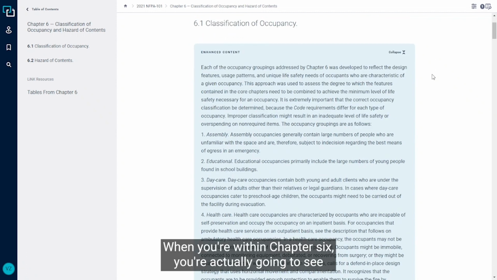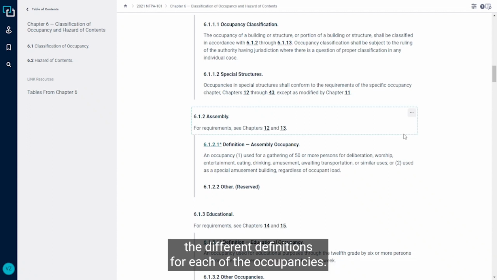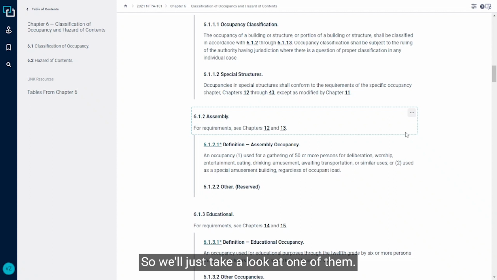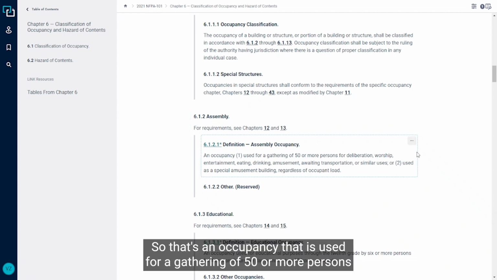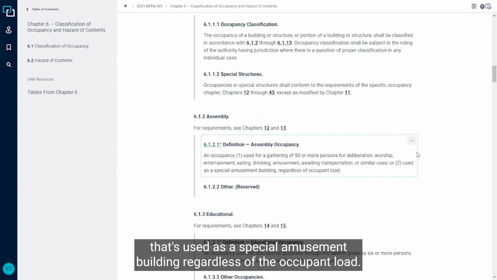So all of these different characteristics of the occupants do play a role in determining the requirements for those occupancy classifications. When you're within chapter 6, you're actually going to see the different definitions for each of the occupancies. So we'll just take a look at one of them. We'll take a look at assembly occupancy. So that's an occupancy that is used for a gathering of 50 or more persons for deliberation, worship, entertainment, eating, drinking, amusement, awaiting transportation, or similar uses. Or it's anything that's used as a special amusement building, regardless of the occupant load.